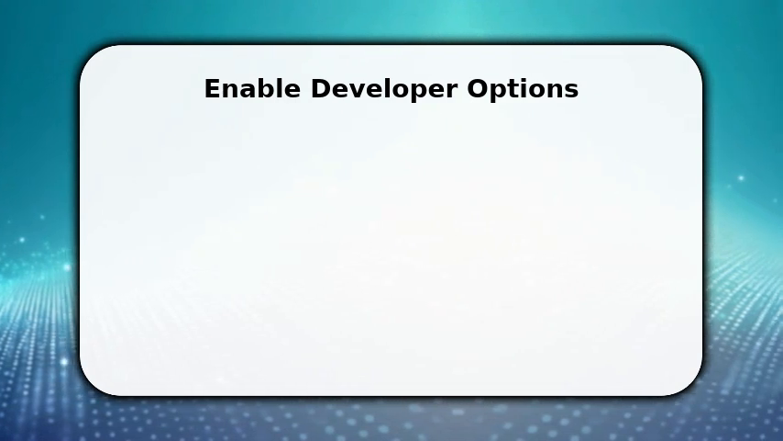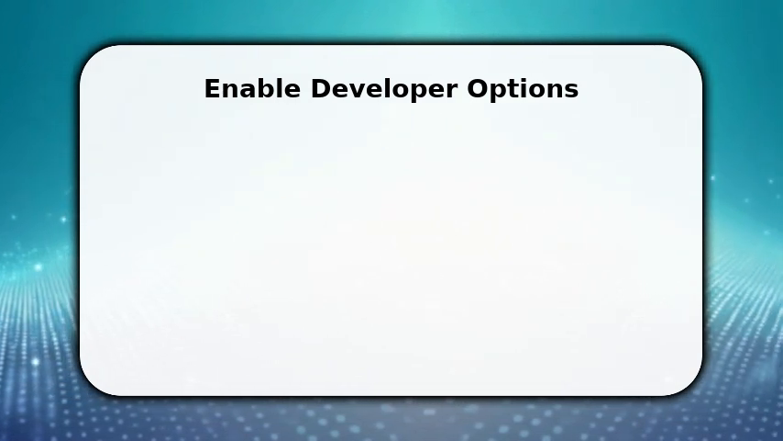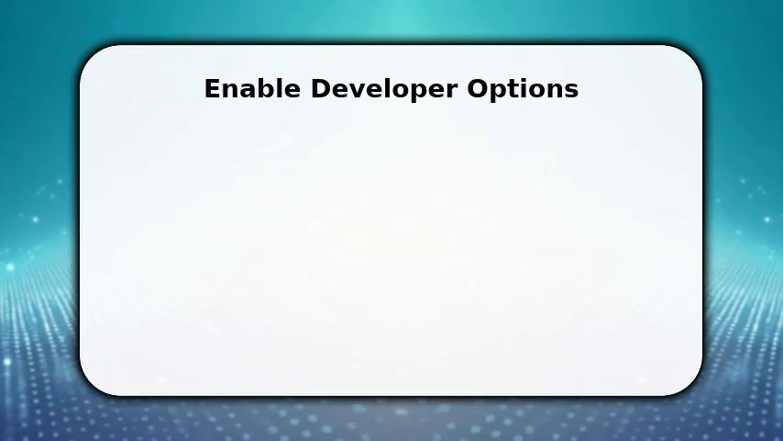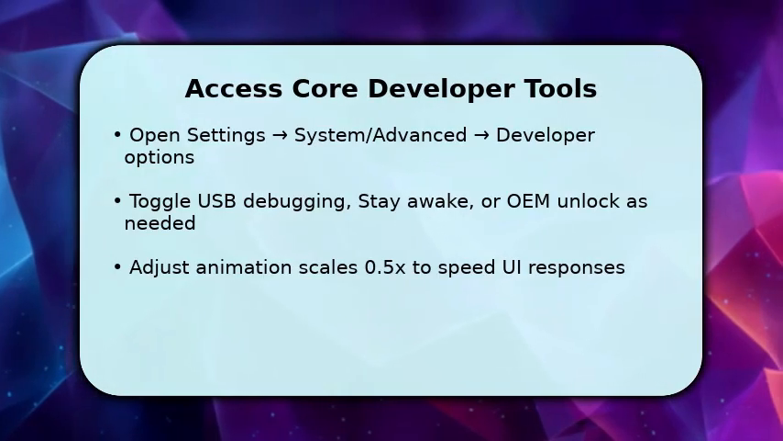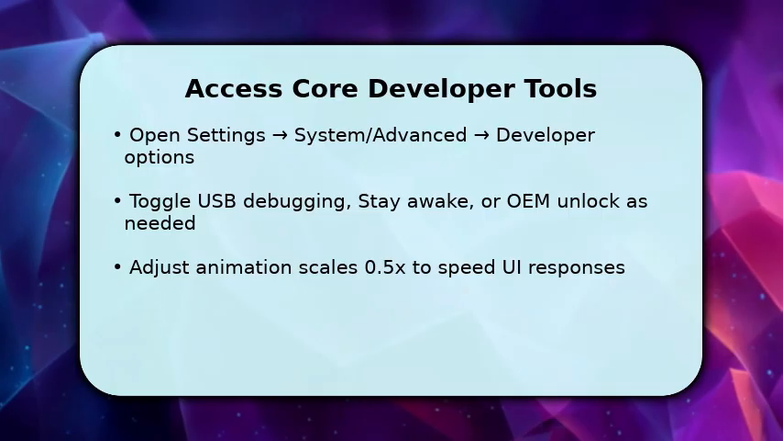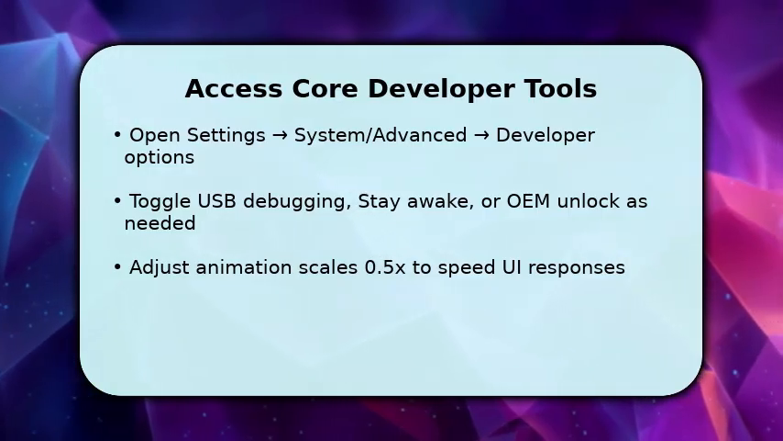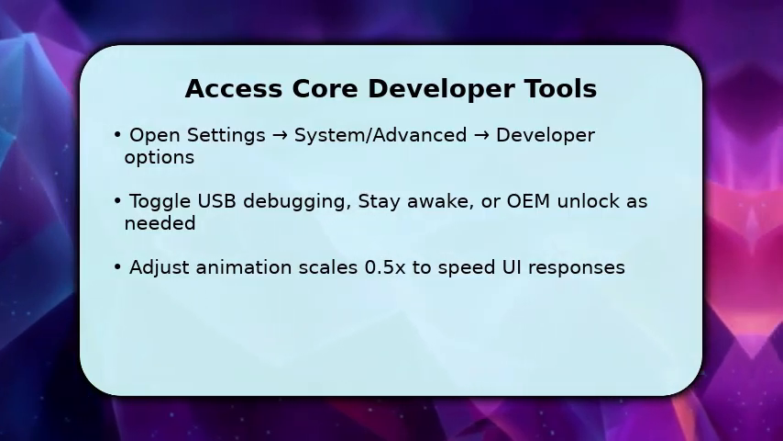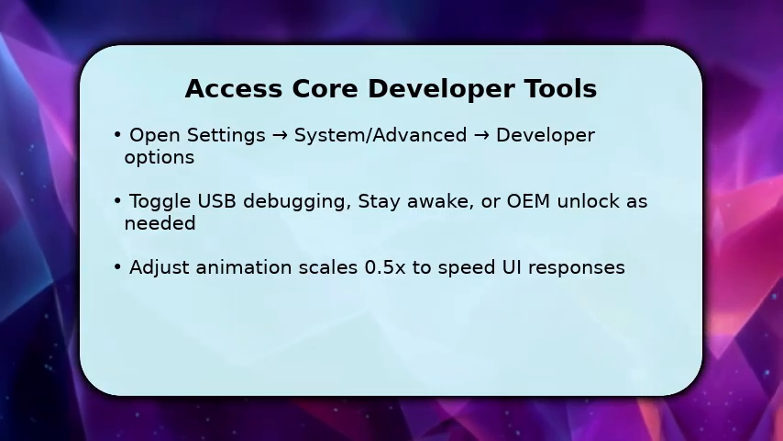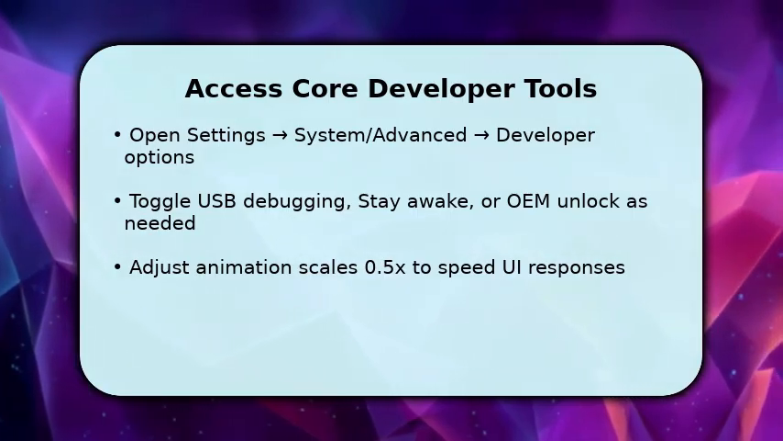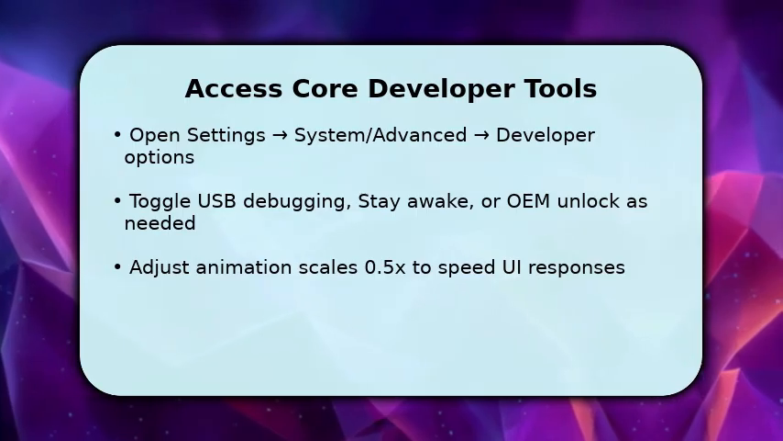Now you'll navigate into Developer options to make purposeful changes. Open Settings, then System or Advanced and tap Developer options. You can toggle USB debugging to enable ADB access, enable Stay Awake to prevent sleeping during charging, or enable OEM unlocking for bootloader work. Each has security implications, so be deliberate.